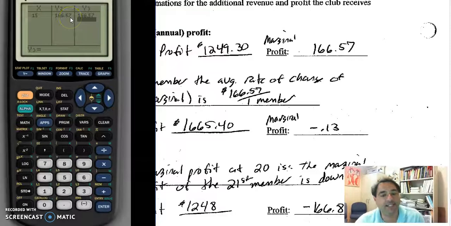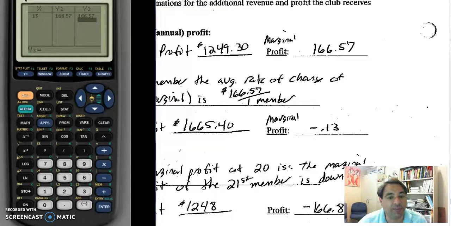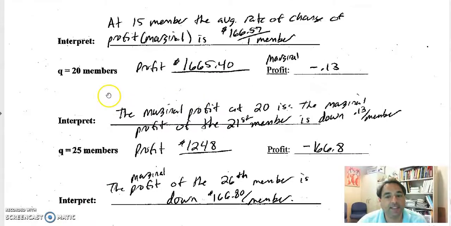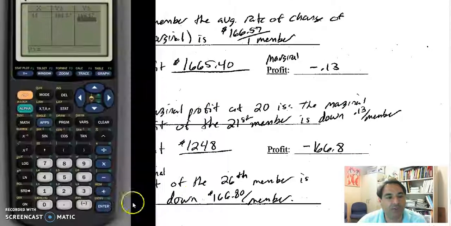So what this is telling us is that at 15 members, if I got one more member to join, my profit would increase $166. Okay, so we should add members. Now let's see what happens at 20 members. So I add members, and I put in 20.